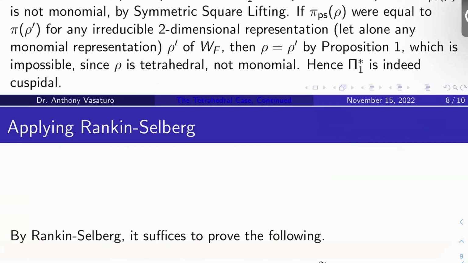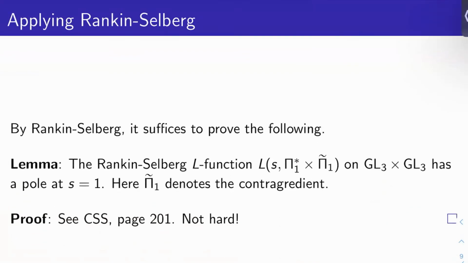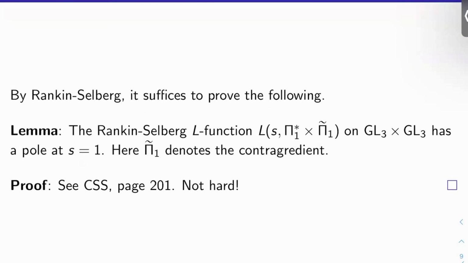Got it. All right. If you go and revisit the Rankin-Selberg theorem that I gave you, to finish the problem, I claim, and I'll leave this as an exercise for you, it suffices to prove the following. The Rankin-Selberg L function, L of S pi star sub 1 cross pi tilde sub 1 on GL3 cross GL3 has a pole at S equals 1, where the tilde here denotes the contragredient representation. And it's actually not too hard to show that. And I won't do it. It's done on CSS page 201. It's a somewhat tedious, but one page ultimately calculation. And I'm sure you can follow it pretty easily.